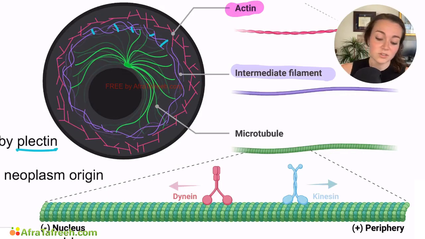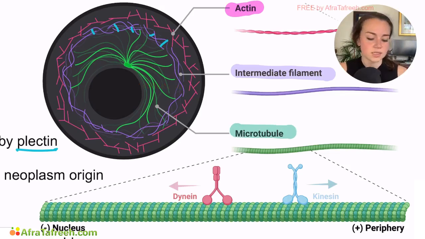So in order to understand how these microtubule motor proteins work, it's important to understand that microtubules are polarized. So as you can see here, all of these green microtubules come together to a central point here right outside the nucleus, called the microtubule organizing centers.